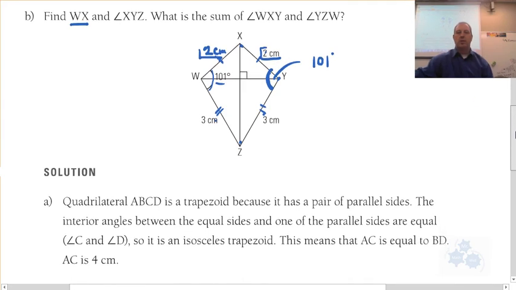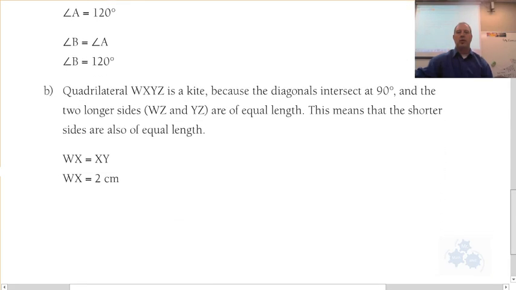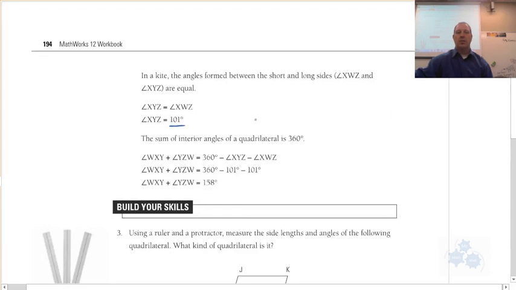And so here are the solutions from the textbook. Angle A and B are 120. The side is 2, and the angle should be 101. So the sum of the interior angles of a quadrilateral is 360.